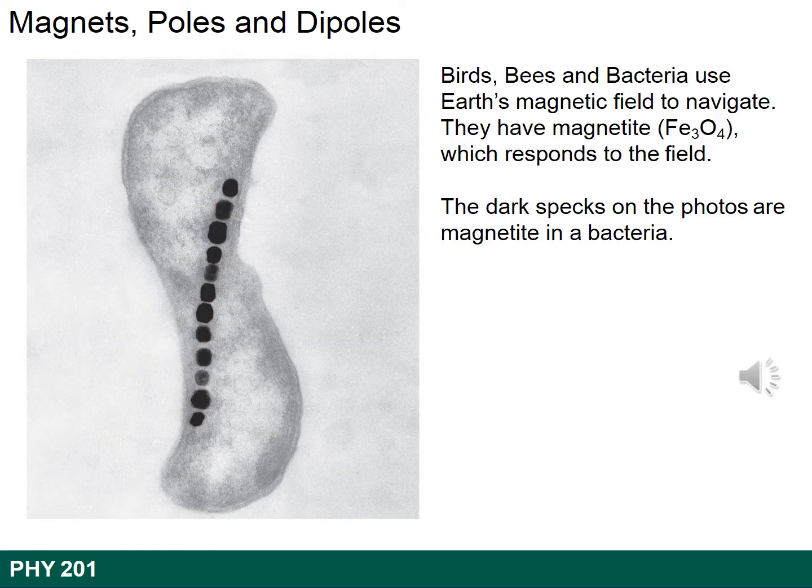Now, human beings maybe cannot see or touch or hear or smell the magnetic field, but birds, bees, and bacteria can use the magnetic field to navigate, to go from one region to another, because they have some magnetite and that would interact with that magnetic field so they would know the direction. So, for example, in this figure, the dark specks in black are the magnetite in a bacterium.